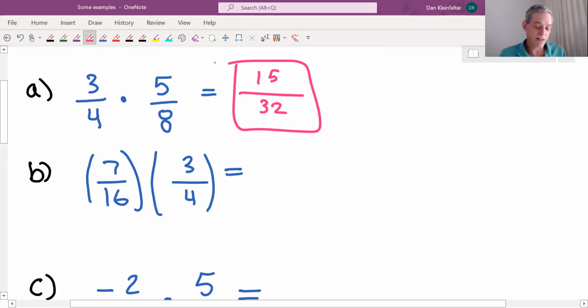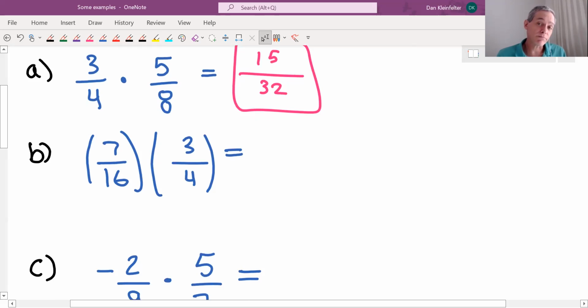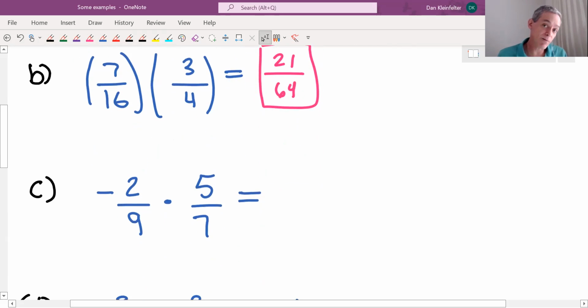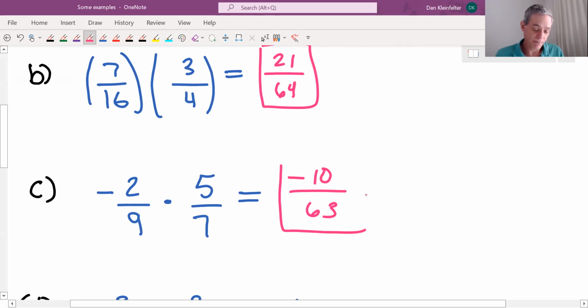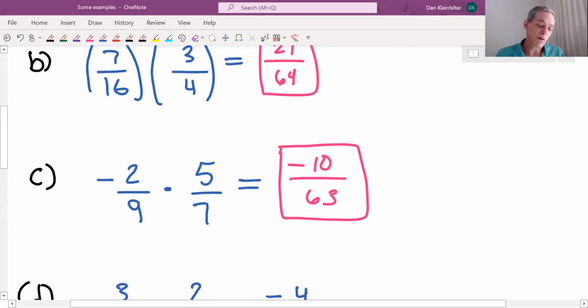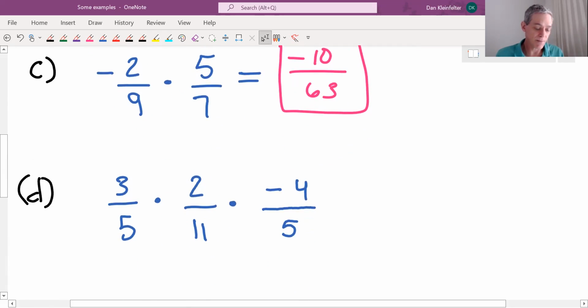All right, the next one, same. I've just used parentheses for the multiply instead of the dot, and changed the numbers, but otherwise it's the same. 7 times 3 is 21. Multiplied numerators. 16 times 4 is 64 in the denominator. This works even if they're negative. -2 times 5 is -10. And then 9 times 7 is 63. All right, just multiply tops, multiply bottoms.